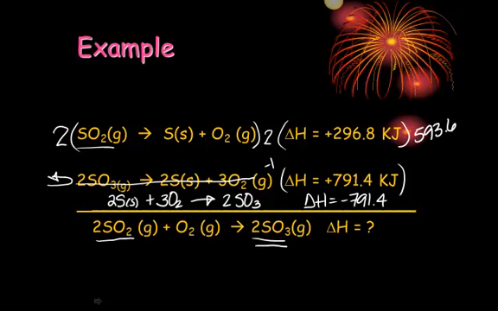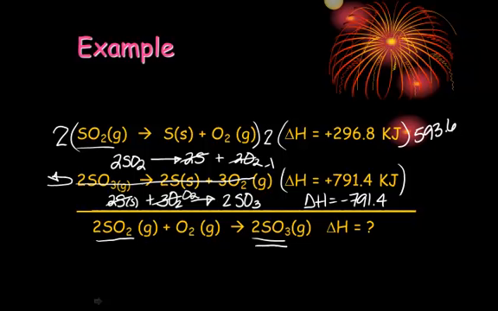Let's go back and make sure that we did this correctly though. So I have 2 sulfur dioxides on the left. I have 2 sulfur dioxides in what I'm looking for. I have 2 sulfur trioxides on the right. And when I flip that reaction, I had 3 oxygens on the left and 2 oxygens on the right. So the oxygen on the right will cancel, leaving me with 1 on the left. So what I was looking for is what I actually obtained.